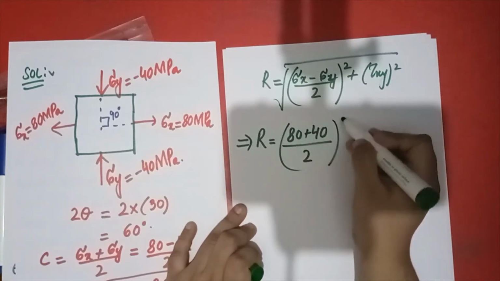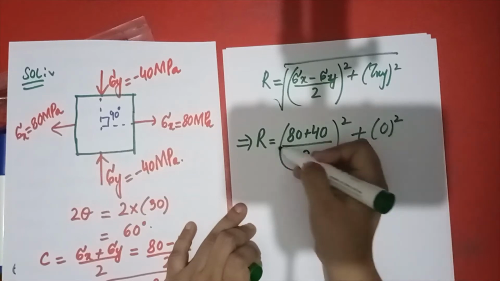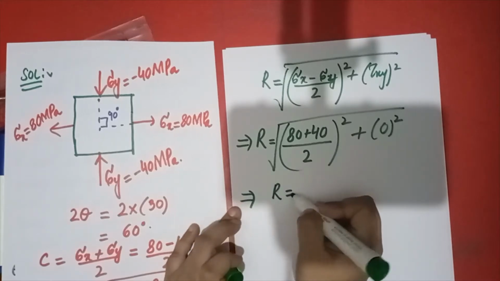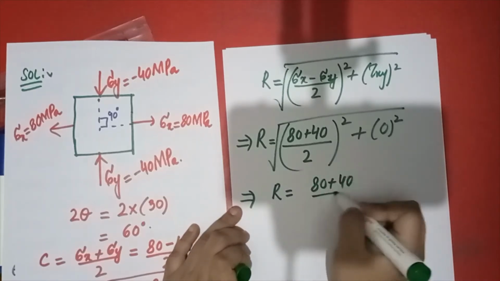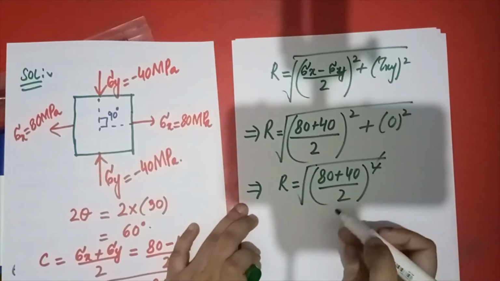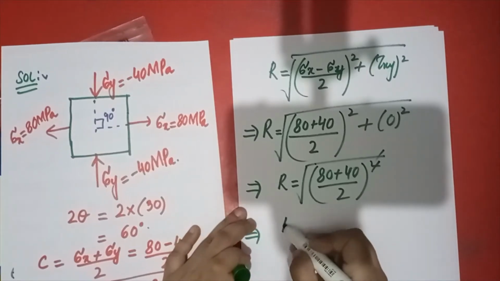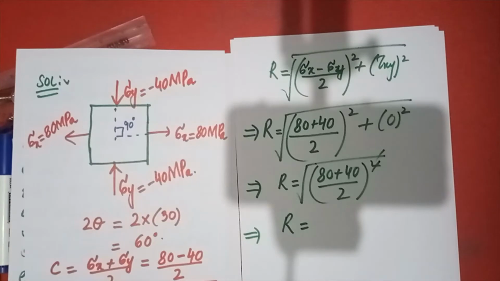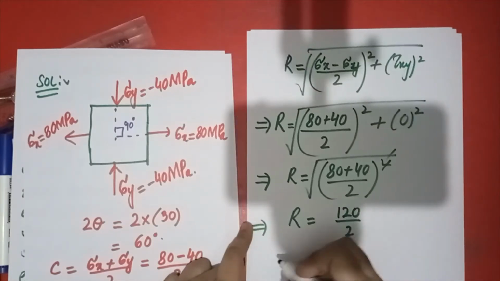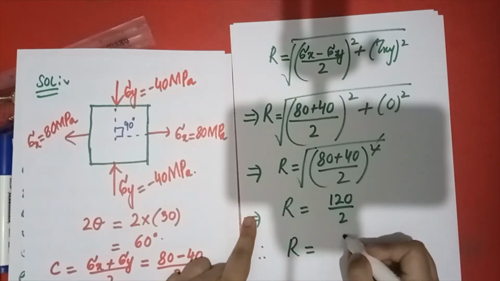Then divided by 2 squared plus tau xy squared. Tau xy was not given to us, so it means that it is 0 here. So you will write it down like this: 80 plus 40 divided by 2, and this is squared and this is under root. So it will cancel out, and R equals 80 plus 40, which means 120 divided by 2. So therefore the radius here is 60 MPa.